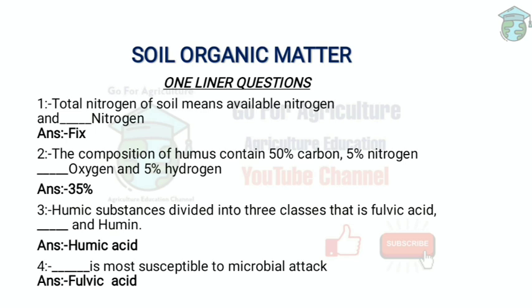Next one, humic substances are divided into three classes. What are they? Fulvic acid, humic acid, humin. In this, fulvic acid has the lowest molecular weight, humic acid is medium, humin has high molecular weight.